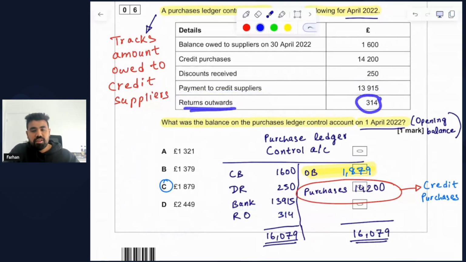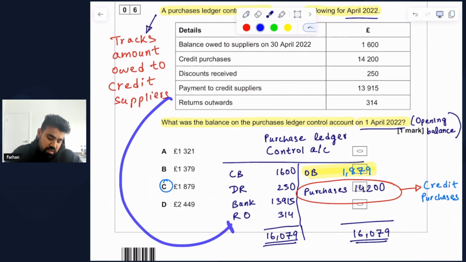The last one is return outwards of £314. So what is the meaning of return outwards? From the perspective of the business, there has been a return outward, which means that the business has returned some of the inventory that it has purchased from its credit supplier. If you are returning some of the inventory that you have purchased in the past, that should definitely reflect a reduction in the obligation you have towards your suppliers, and therefore must be included on the debit side. So this is what we have done. Return outwards, which is RO for short, of £314.